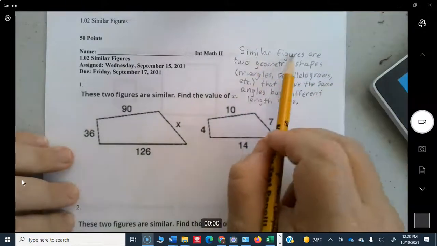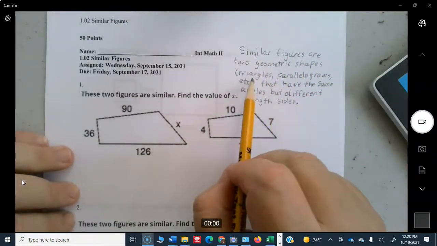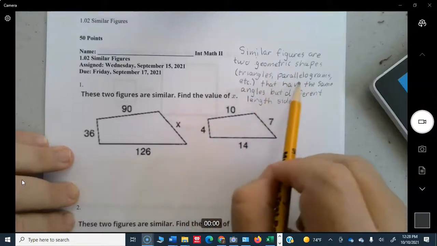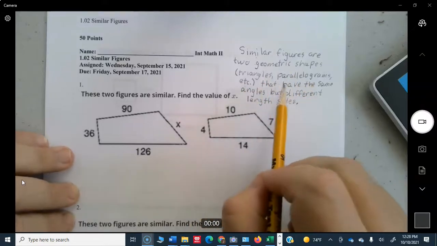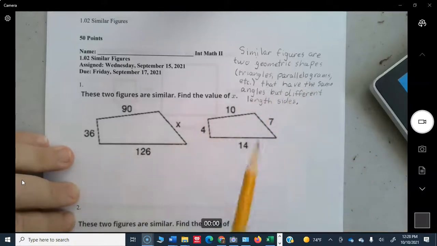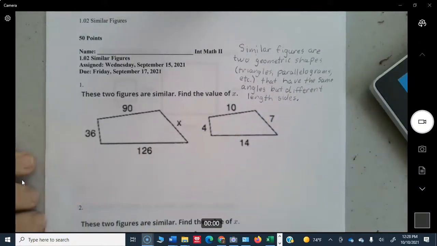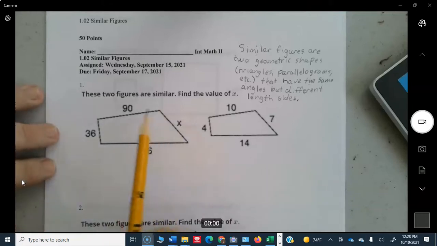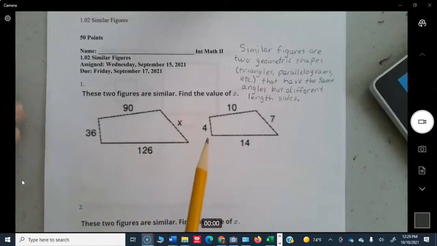Similar figures are two geometric shapes. They could be triangles, parallelograms, pretty much anything, etc., that have the same angles but different length sides. So these two figures they're telling you are similar.